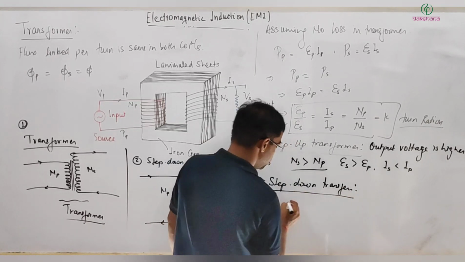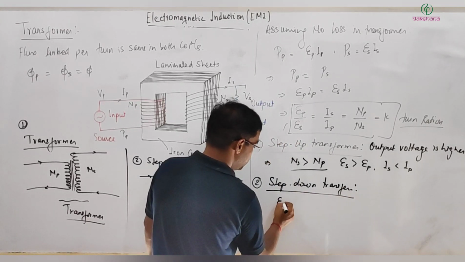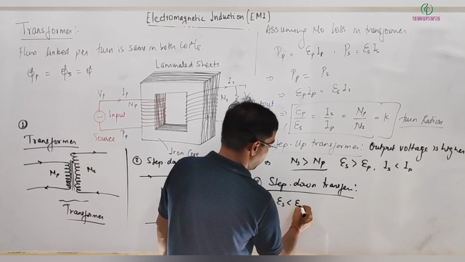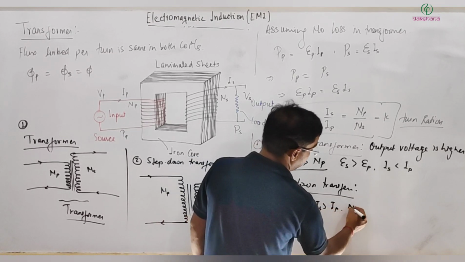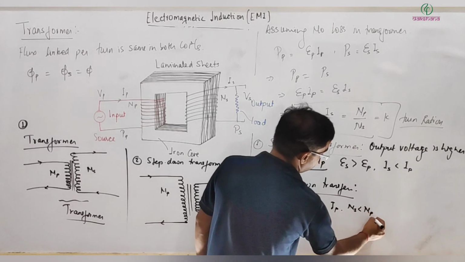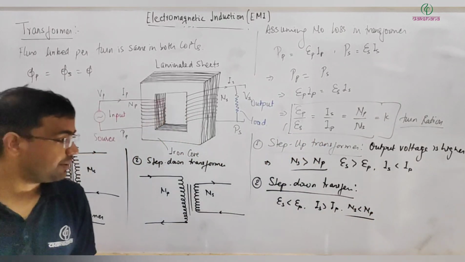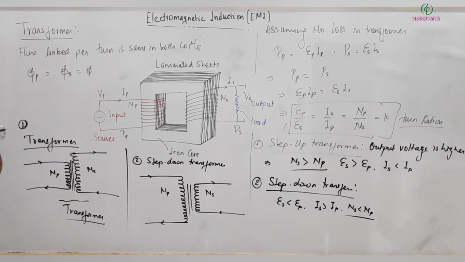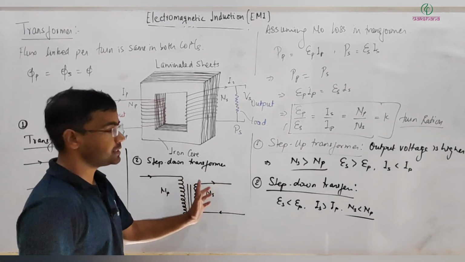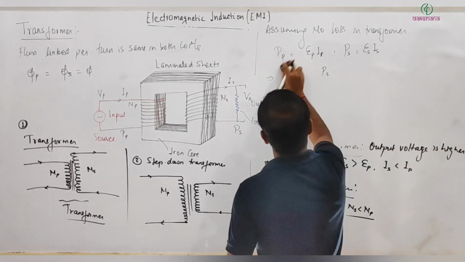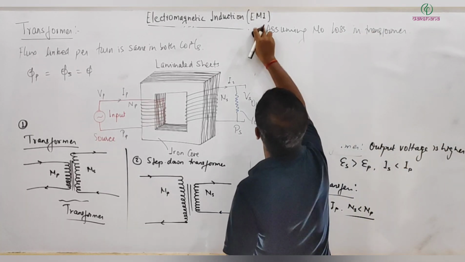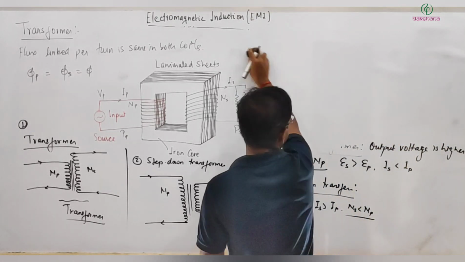In this situation, E secondary will be less than E primary, and definitely I secondary will be greater than I primary, and N secondary will be less than N primary. So that is called your step down transformer. I hope this is clear. Now you must be understanding how it increases the voltage and how it decreases.